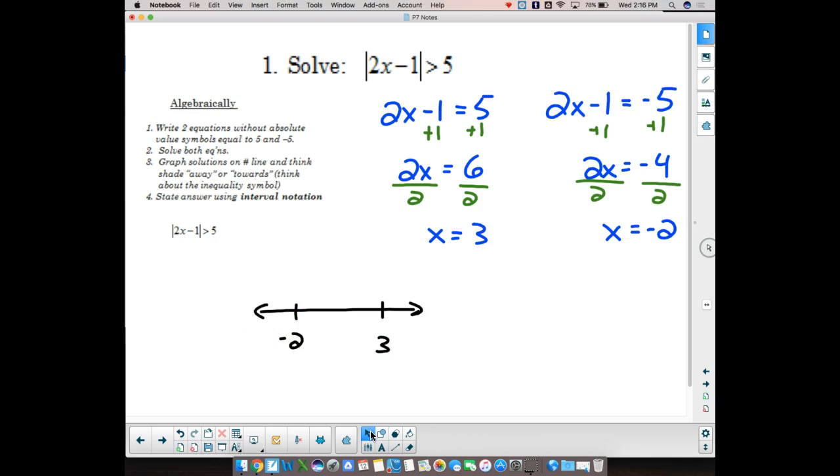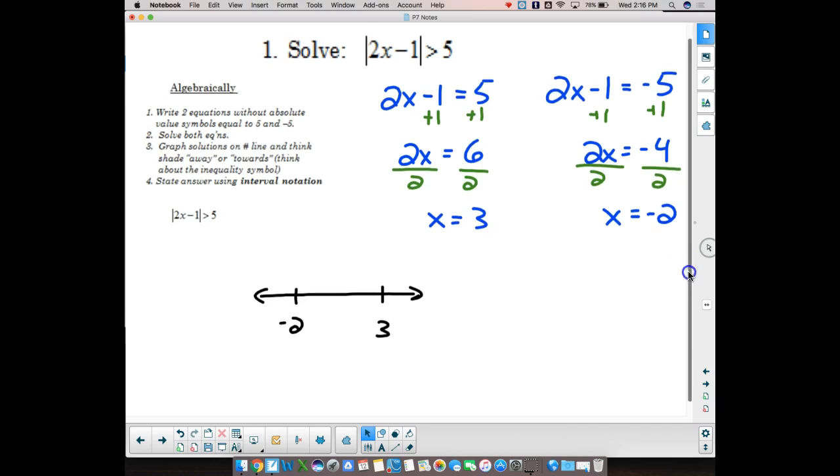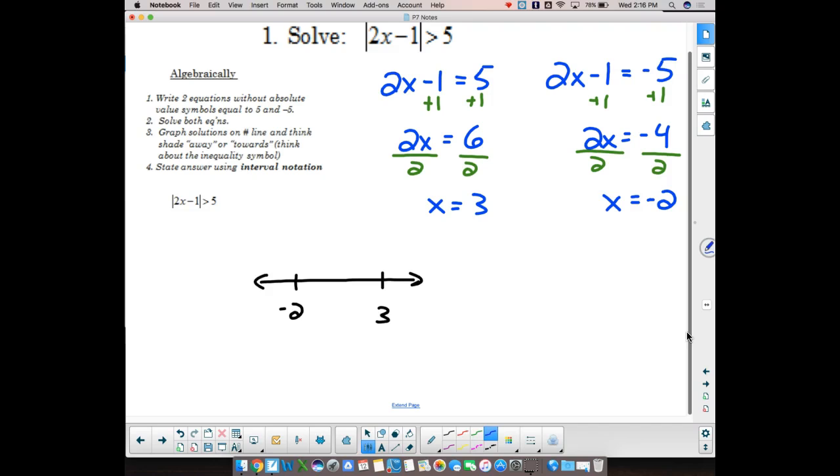Okay. So here now what I would do is I would test a point, or test a number, if you will, in this range. So give me a number that is smaller than negative 2. Negative 3. Okay? So negative 3 is over here on that side of negative 2. Putting negative 3 back into my original inequality. 2 times negative 3, negative 6 minus 1, negative 7. Absolute value of negative 7 is 7. Is 7 greater than 5? Seven greater than 5. Yes, so that's true. So that's going to be part of my solution in there. That gives me a true statement.